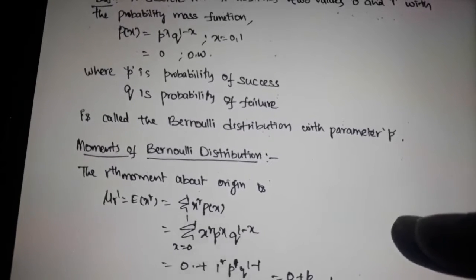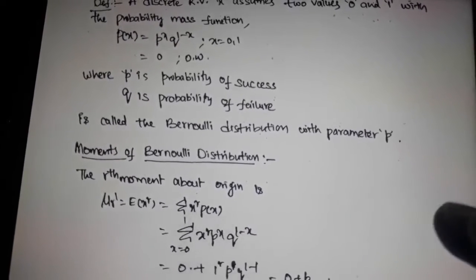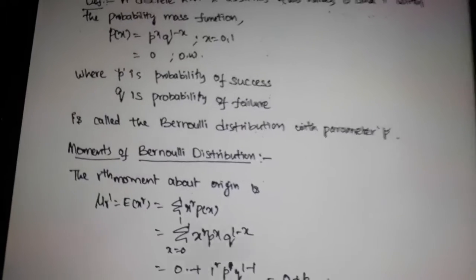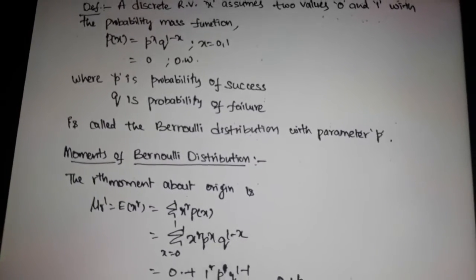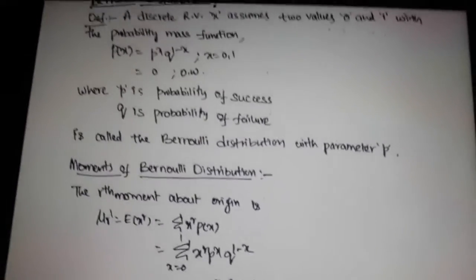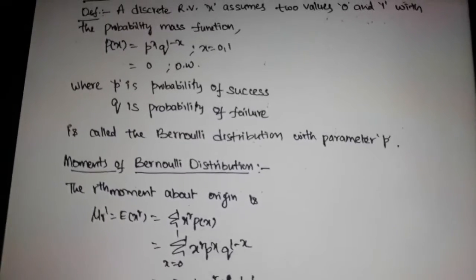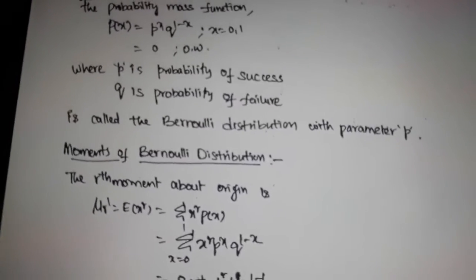Actually in the function there are two letters, p and q, but only one parameter. Why? Because q can be expressed in terms of p. q is 1 minus p. That's why only one parameter is involved here, p.